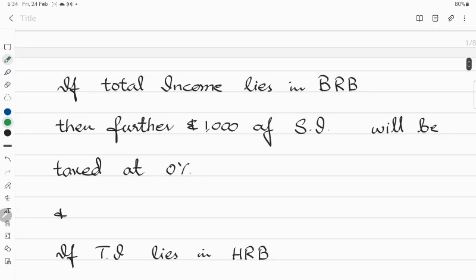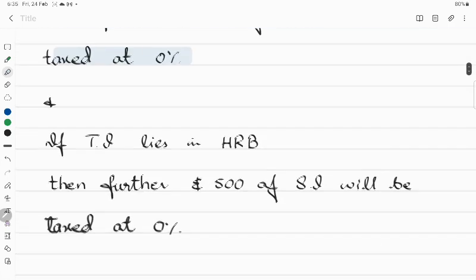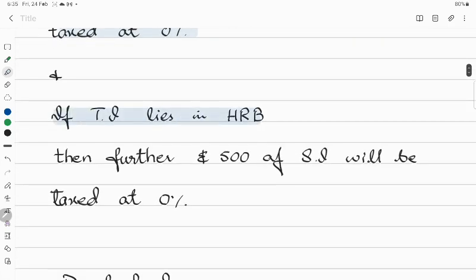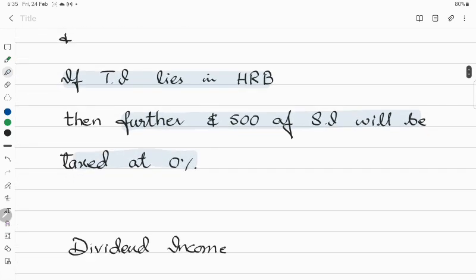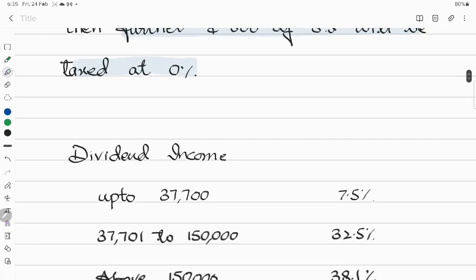Further, the rules based on total income. If total income lies in the basic rate band, then a further 1,000 of your savings income will be taxed at 0%. And if your total income lies in the higher rate band, then a further 500 of savings income will be taxed at 0%. Now, for the application of these rules, test your understanding with Kaplan book chapter 3. All of these are very important. These cover all the scenarios.